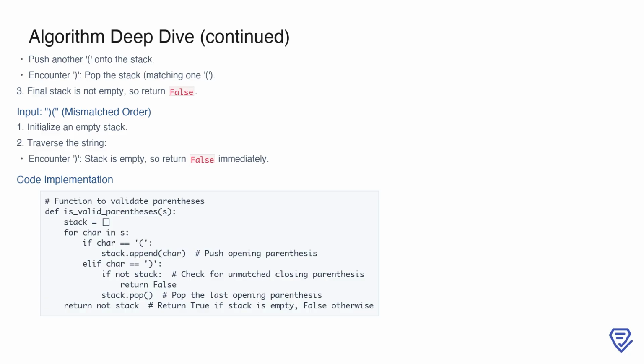If it's an opening parenthesis, we push it onto the stack. If it's a closing parenthesis, we first check if the stack is empty, and if so, return false. Otherwise, we pop the stack. When the loop completes, we return true if the stack is empty and false otherwise.